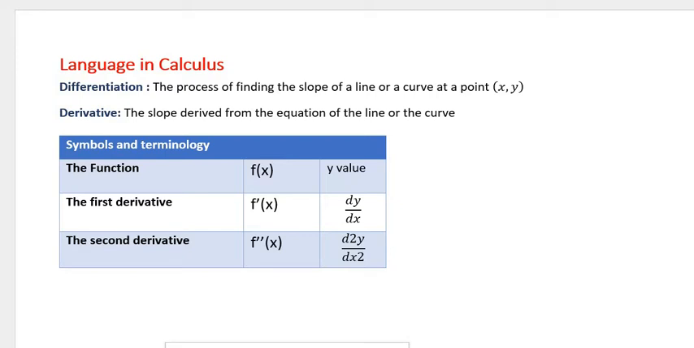So if we have a function y is equal to 4x squared plus 3x plus 2, that could also be written as the function f of x. And then we say the derivative of that function is dy over dx is equal to, and that's what we get when we derive each of the terms here, which is what we're going to learn how to do today.